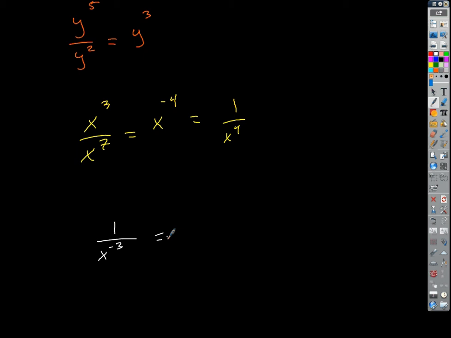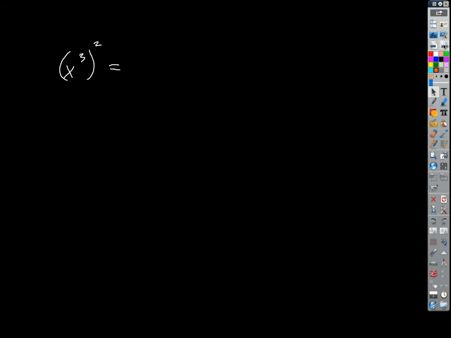So it would be x to the third. Because if it's negative in the bottom of the fraction, it's positive in the top, right? That's all a negative exponent does, it sends it to the other part of the fraction as a positive exponent, okay?